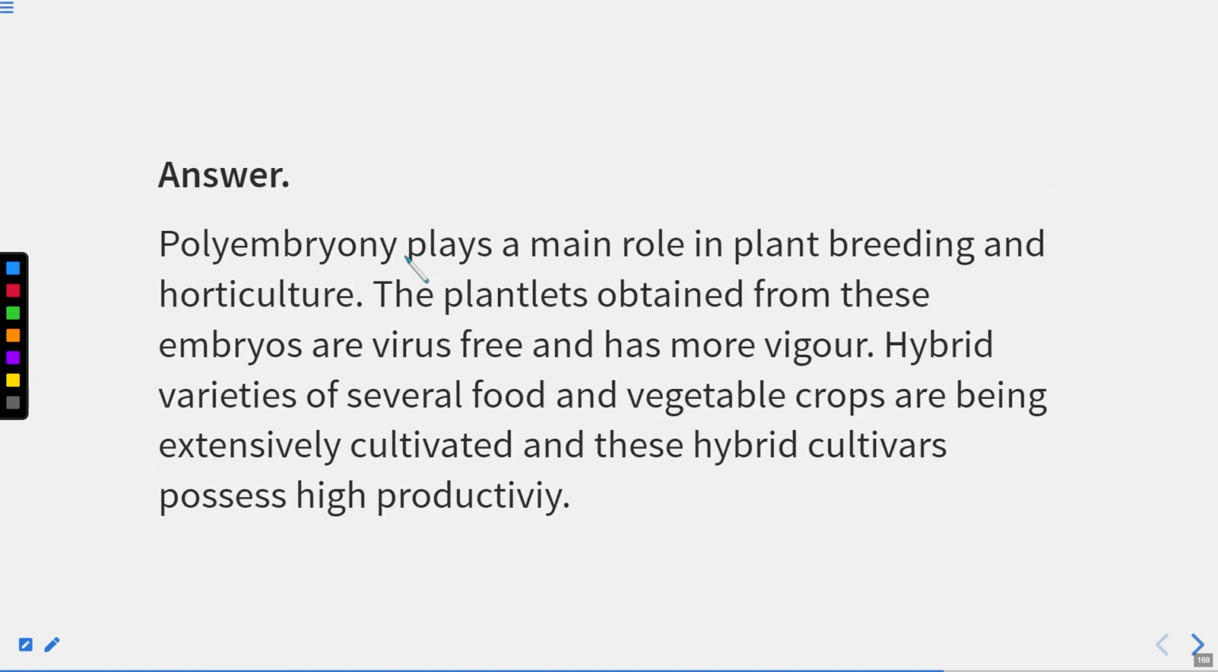Now, polyembryony plays a main role in plant breeding and horticulture. The plants obtained from these embryos are virus free and have more vigor. Hybrid varieties of several food and vegetable crops are being extensively cultivated, and these hybrid cultivars possess very high productivity. So high vigor leads to high productivity.